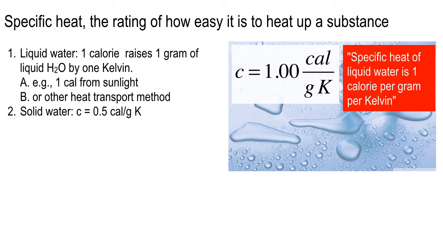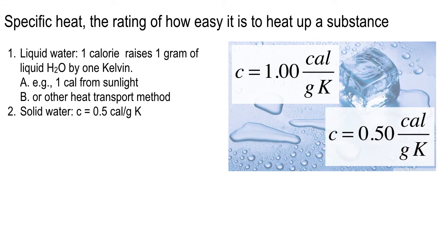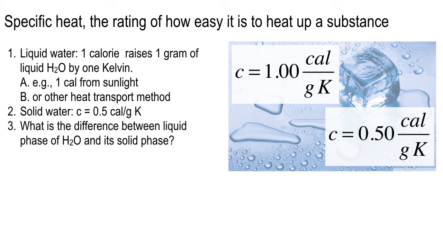Because ice is supposed to be cold, right? But it's easier to heat up. And that's the way it is with a lot of substances. So you would write down C equals 0.50 calories per gram Kelvin for solid water, i.e. for ice. Now, here's a question for you. What's the difference between the liquid phase of H2O and its solid phase? Right, liquid water and solid water.